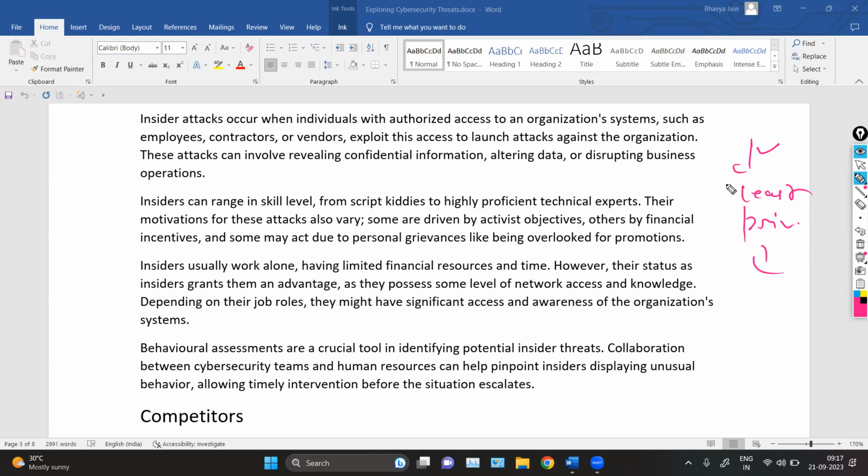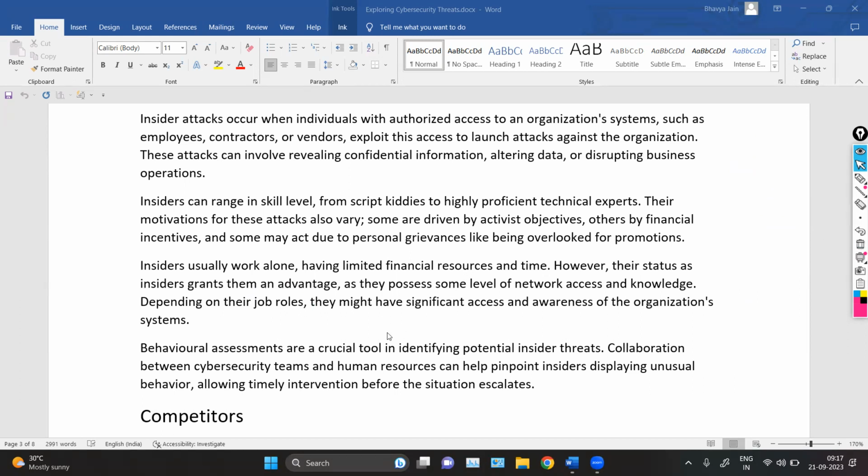Also, if you are providing higher privileges to authorities like the database administrator or the server administrator, then keep an eye on them. Always keep an eye on the person who has higher privileges, because they can do anything and perform multiple operations inside your organization. So that is insiders.